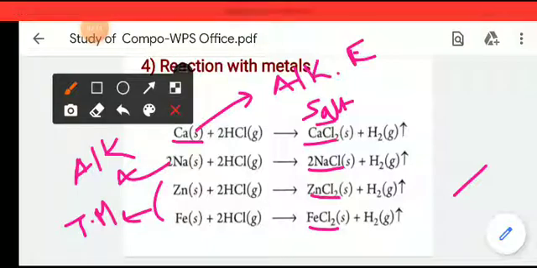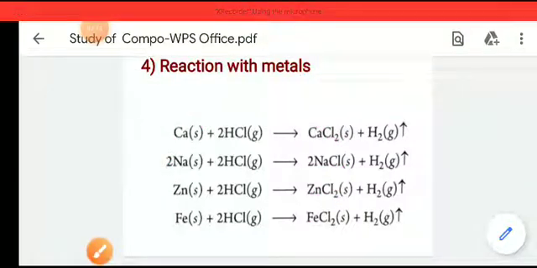Okay, so that's it for today. I hope you have understood the topic of the day, that is the chemical reactions of HCl, that is hydrogen chloride gas.